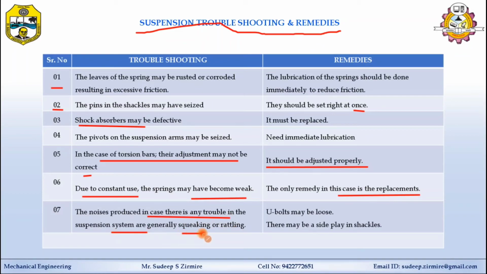which are generally squeaking noise or rattling noise. In that case, the U-bolt at the center, which is used to fix the leaf spring to the axle, may be loose. There may also be side play in the shackles. So it should be aligned properly and tightened properly. So these are the remedies for this problem.